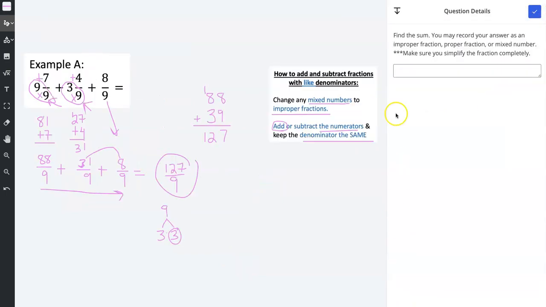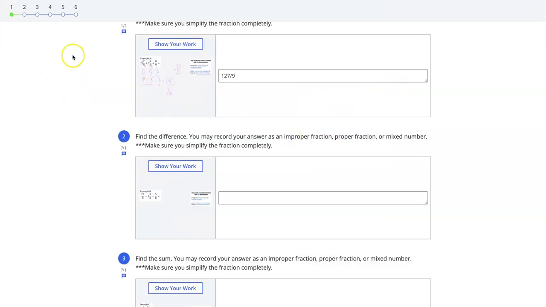So I'm going to go ahead and type in the answer as an improper fraction. I'm not going to take the time to change it to a mixed number. Remember, the directions said I could put it in as an improper fraction if I wanted. And you can see I have the green light at the top, so I got it correct.